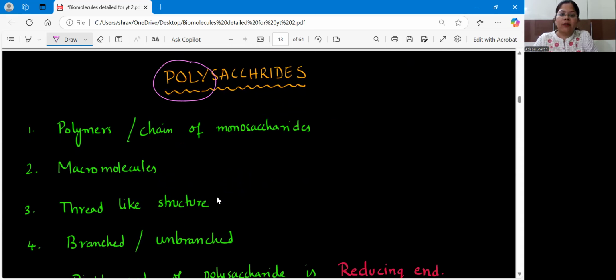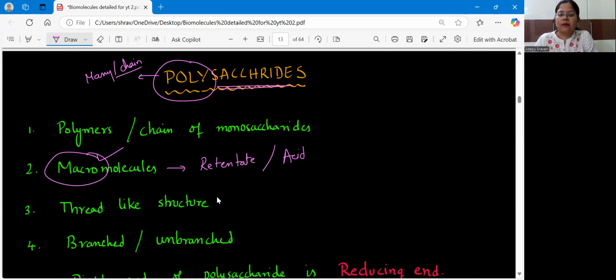Polysaccharides, as we have already discussed, poly means many, or we can say chain of monomers, that is saccharides. And they are macromolecules, biomacromolecules. We find them in the retentate part or acid insoluble part of the chemical analysis. Okay.